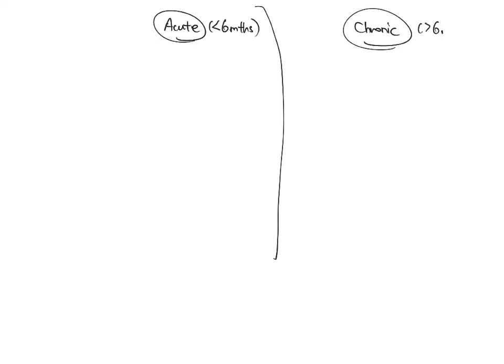I'll just divide it down here. There's the acute form, and there's the chronic form. And the difference between the two is predominantly through time. So less than 6 months, we call it acute, and then more than 6 months, we call it chronic. The difference in these two is basically that they are due to different underlying causes. And for acute type, it generally follows after a viral infection.